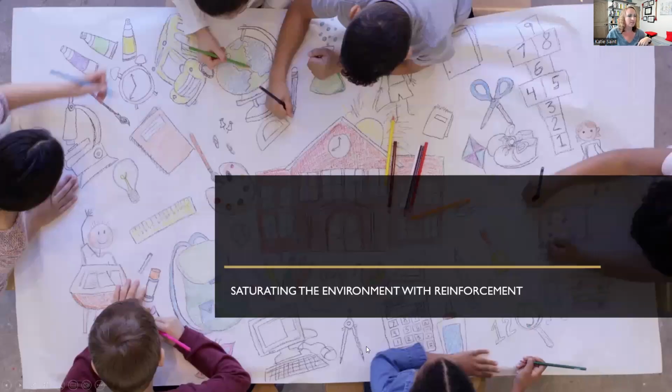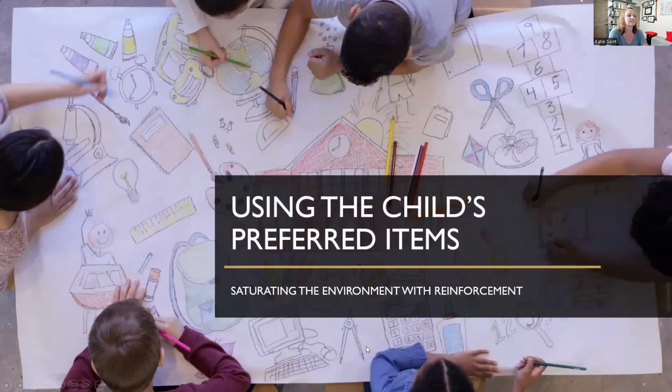So, the first one is using the child's preferences or preferred items to enrich the environment. Say you're going somewhere where you know your child's going to be bored, they're not going to like it. Can you bring along a few items that your child likes so that they have something fun to play with?